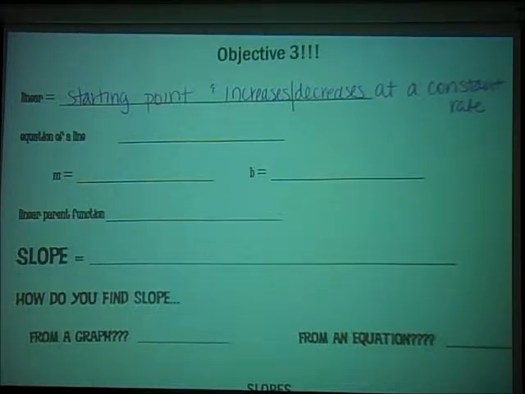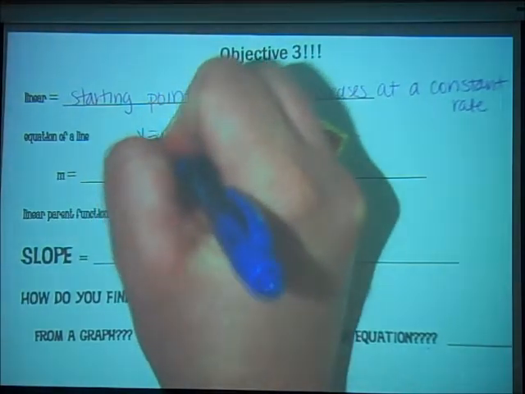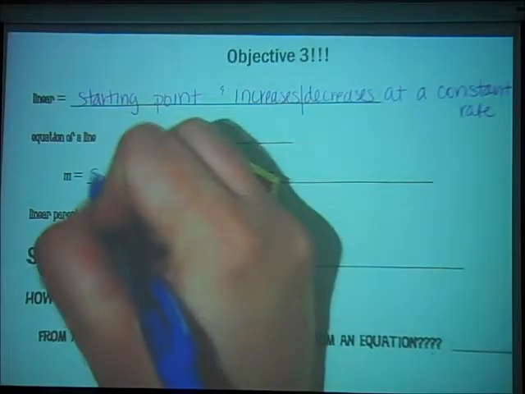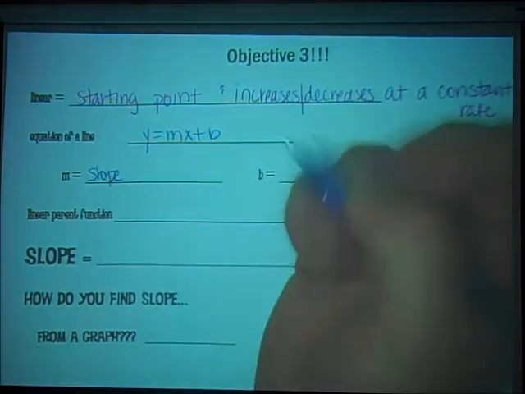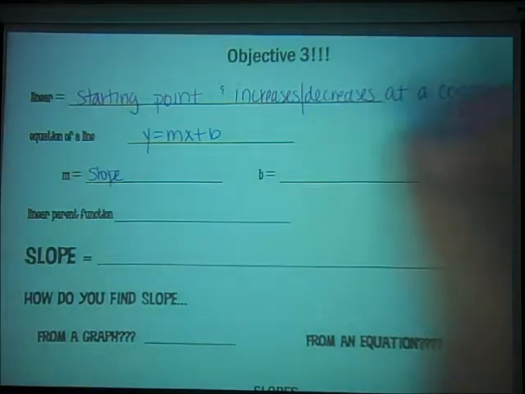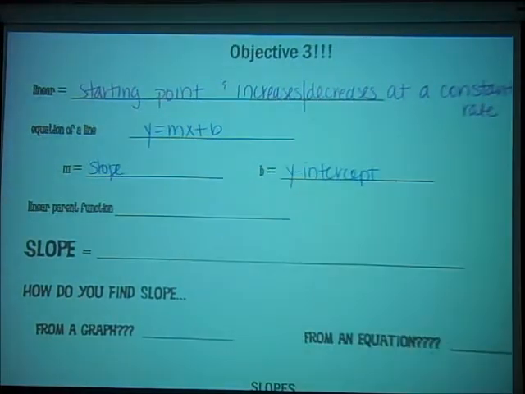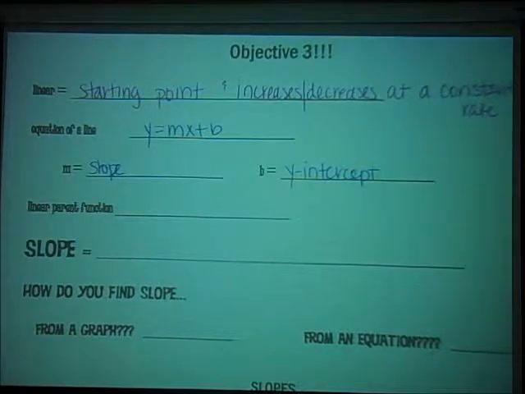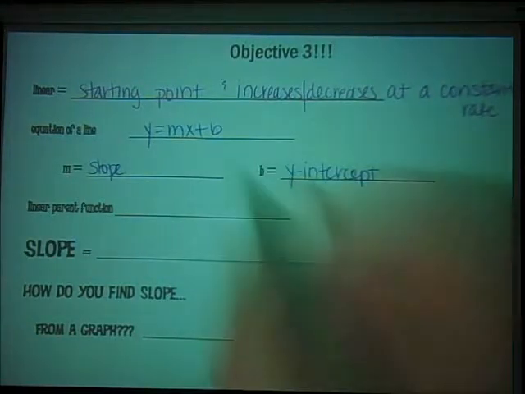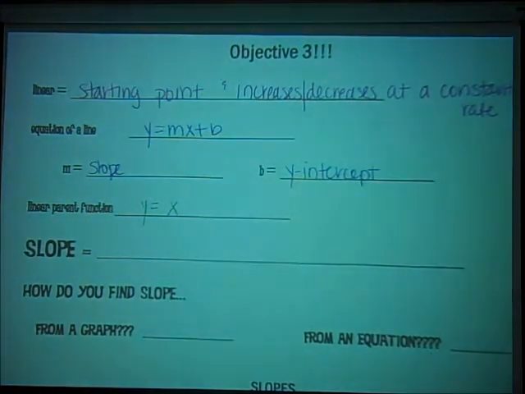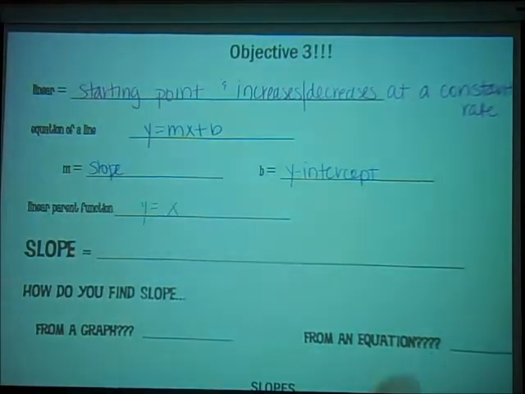Okay, the equation of a line. Y equals what? What is the equation of a line? Y equals, yes, mx plus b. What does m stand for? Slope is correct. What about b? What does that represent? Yeah, your y-intercept. So m is your slope, b is your y-intercept. And thinking back to what we talked about last week, our linear parent function is y equals, yes, x. Very good.